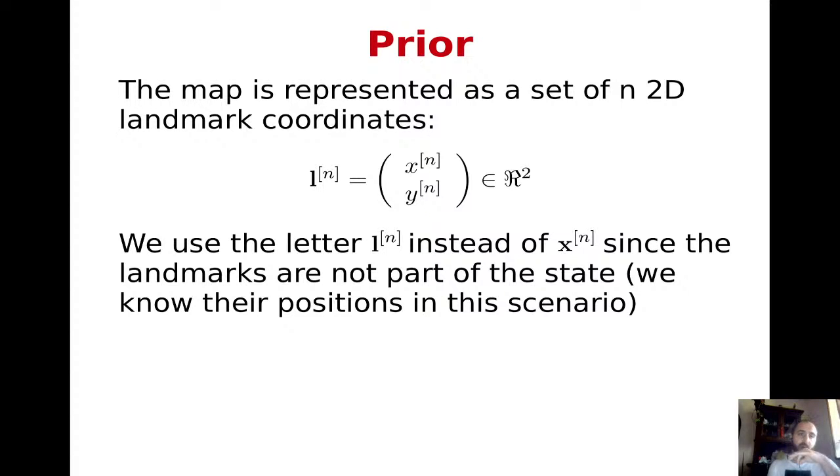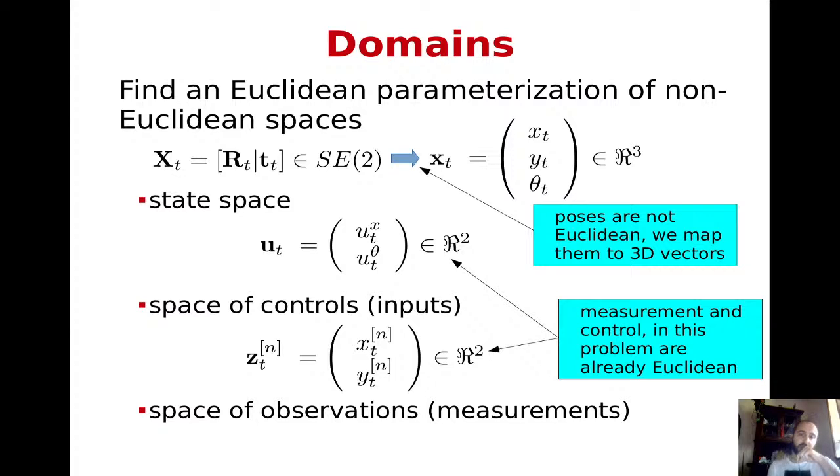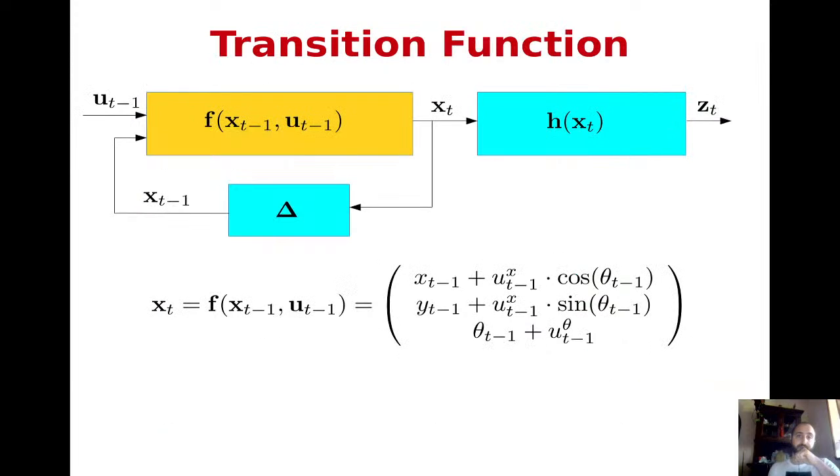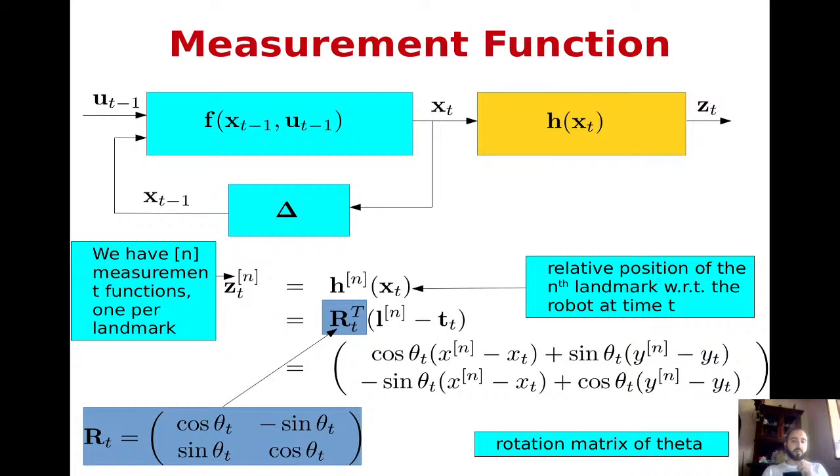As always, we have the map represented as 2D landmarks. This is our domain, so the 2D pose is an SE2 object we represent with a 3D vector. Then 2D controls and 2D observations in this case, because we observe the full point, so we don't have bearing observations or a monodimensional observation, whatever it is. So same transition function actually, so Euler integration of the unicycle model, and same measurement function.